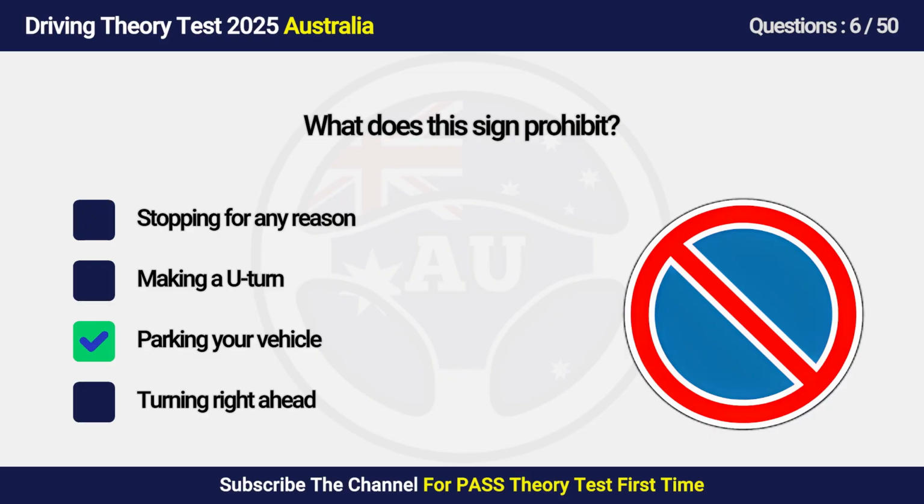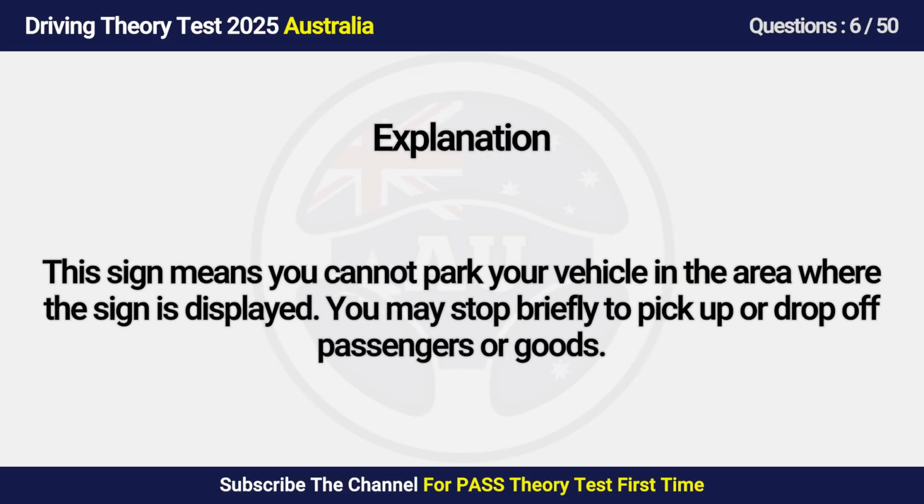Answer is C. Parking your vehicle. This sign means you cannot park your vehicle in the area where the sign is displayed. You may stop briefly to pick up or drop off passengers or goods.